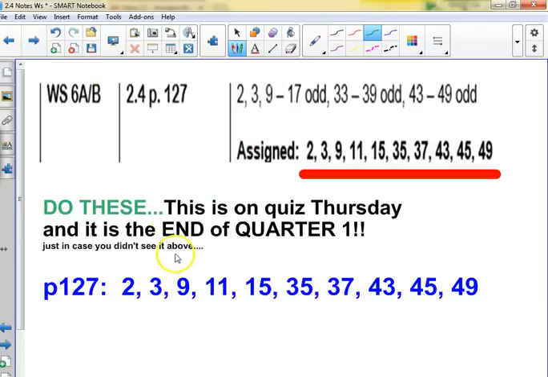This is the assignment, guys. 2, 3, 9, 11, 15, 35, 37, 43. This, guys, I can't stress enough. This is the assignment that if you don't do, you're not going to do well on the quiz, because we don't have 3 days to warm up and practice this, right?